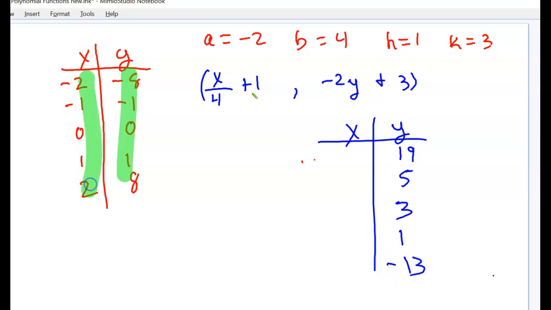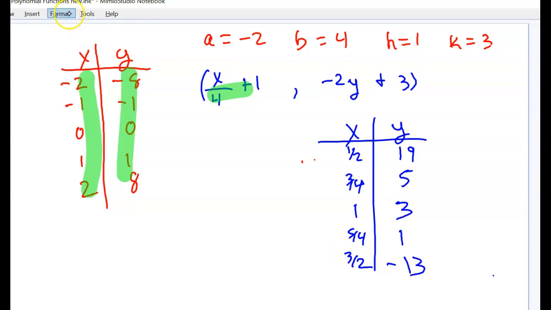Now, placing these in here, I'm going to get a few fractions to deal with. Negative 2 over 4 is negative 1/2, and negative 1/2 plus 1 is going to be 1/2. Negative 1 over 4 is negative 1/4 plus 1 is 3/4. 0 over 4 plus 1 is 1. 1 over 4 plus 1 is 5/4, and 2 over 4 plus 1 is 3.5.